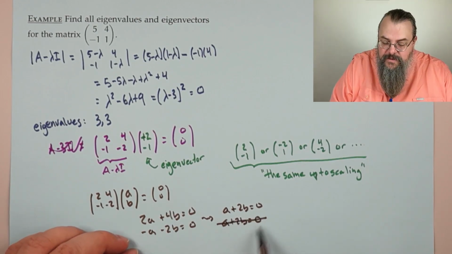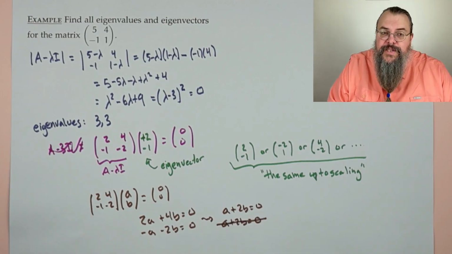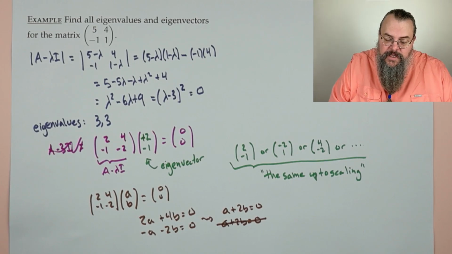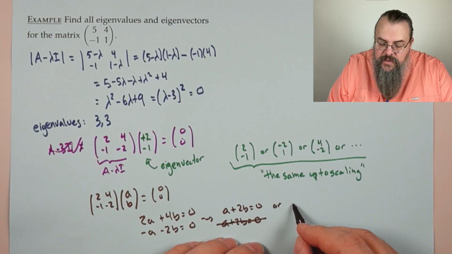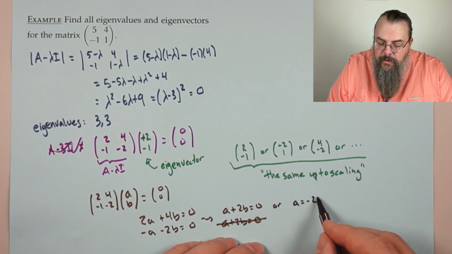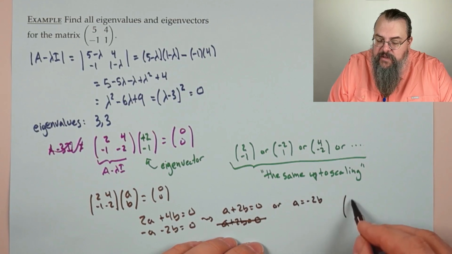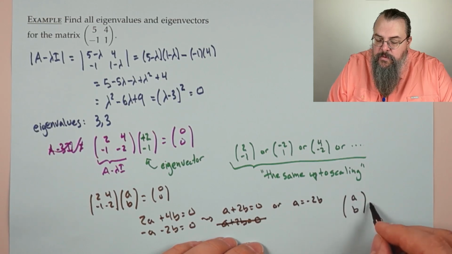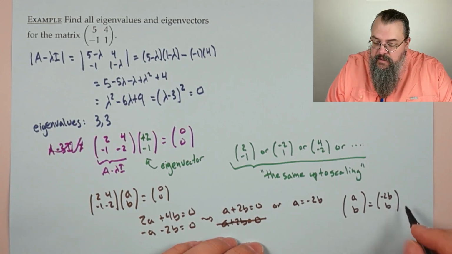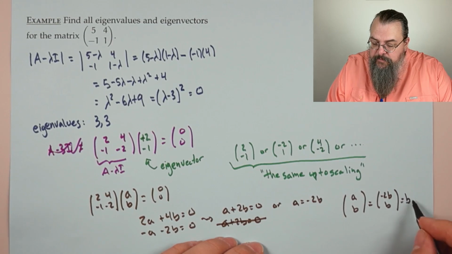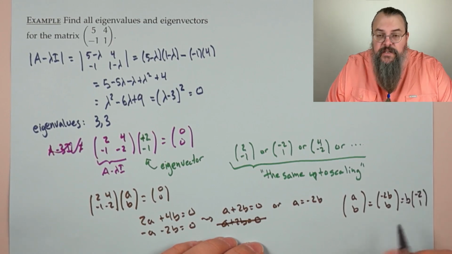I would say, oh, okay. So what does that tell us? Well, it tells us here that if we look at a, that's always going to be minus 2b. So our eigenvector (a, b) will look like (minus 2b, b). And then we can pull out the b. So this looks like b times (minus 2, 1).